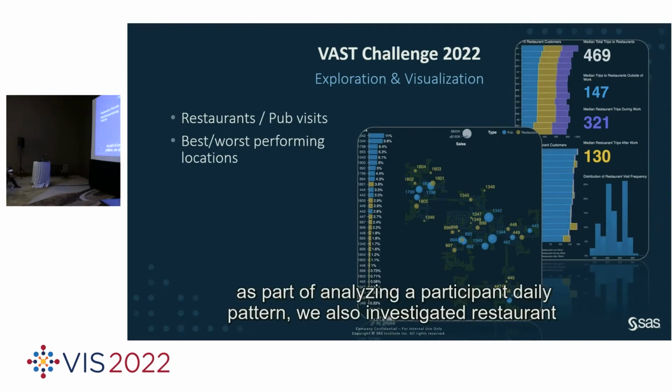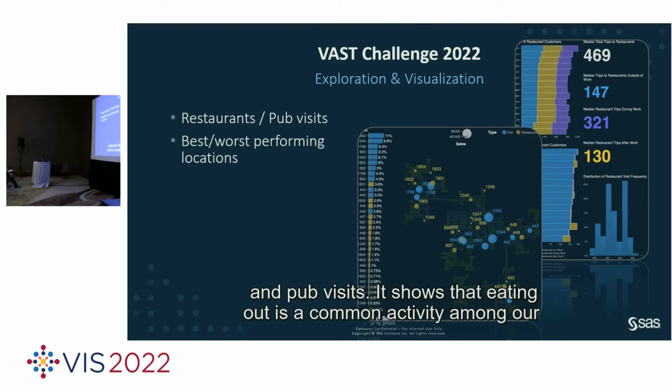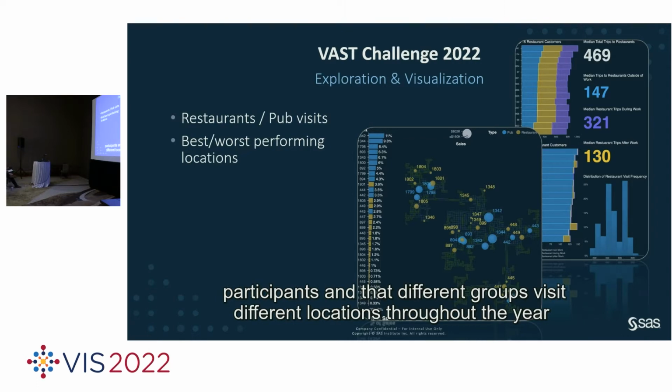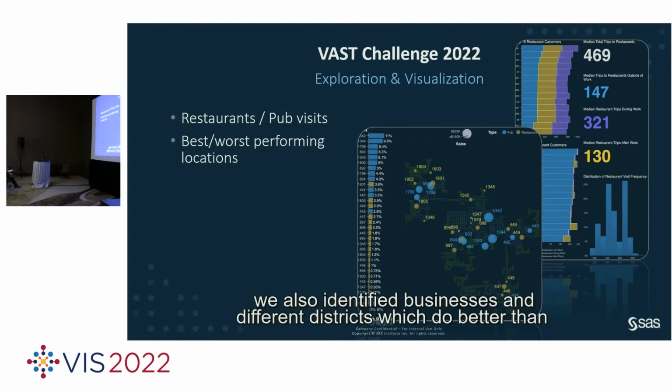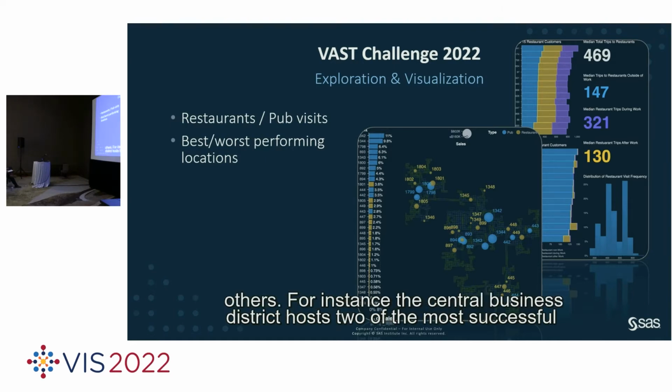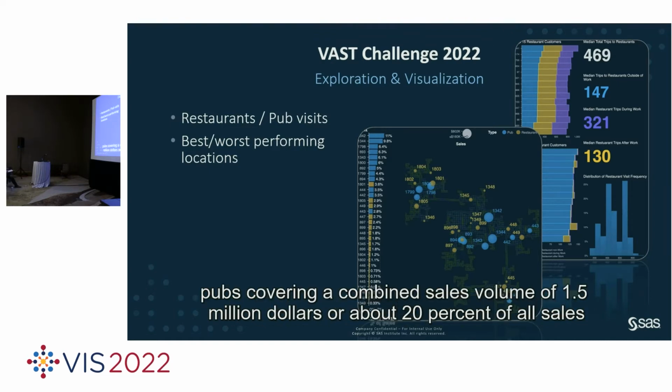As part of analyzing a participant's daily pattern, we also investigated restaurant and pub visits. It shows that eating out is a common activity among our participants and that different groups visit different locations throughout the year. We also identified businesses in different districts which do better than others. For instance, the Central Business District hosts two of the most successful pubs, covering a combined sales volume of $1.5 million, or about 20% of all sales.